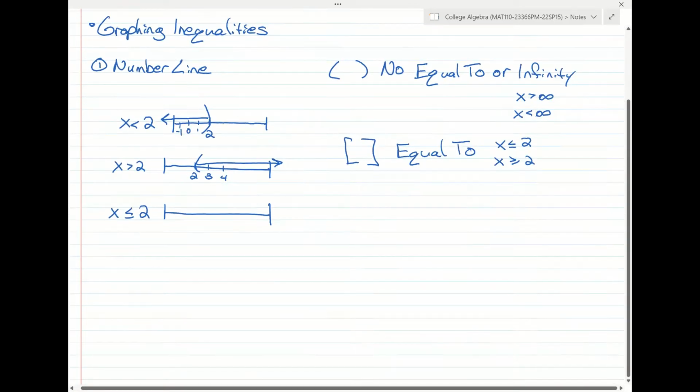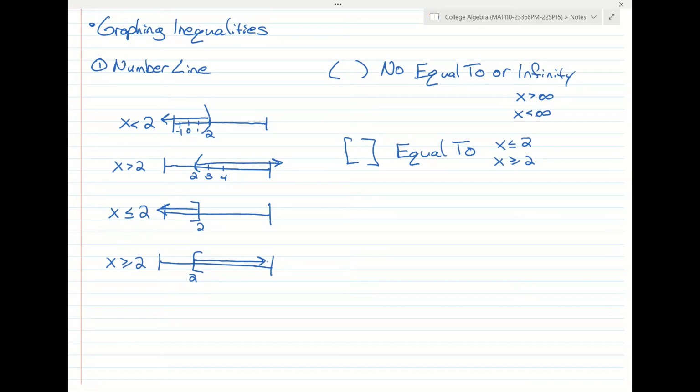So if we're graphing x is less than or equal to 2, we still start at 2, but now we use a bracket there, and we point to the left. And if we had x is greater than or equal to 2, we go to 2, and our bracket opens to the right, and it represents everything going to the right. That would be how we graph answers on a number line.